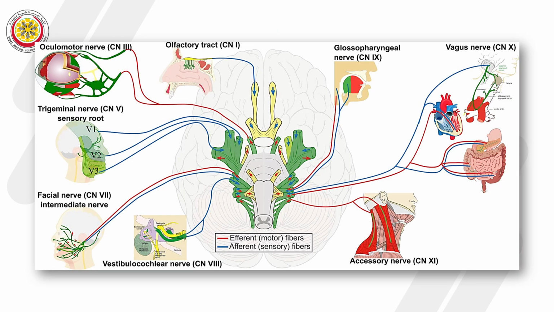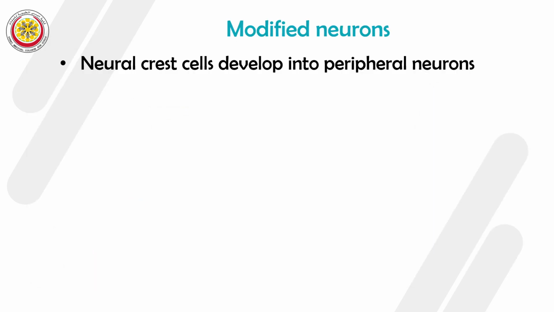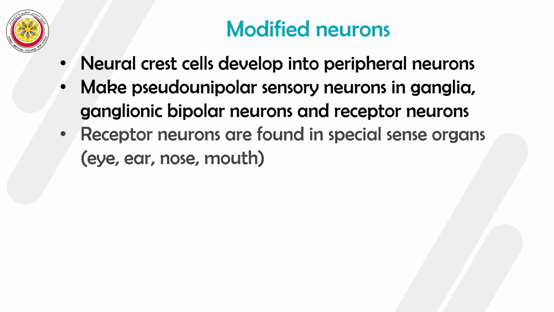Neural crest cells give rise to the peripheral nervous system here and there and everywhere. And then especially we have pseudounipolar sensory neurons, which we already mentioned, in the spinal nerve ganglia. Ganglionic bipolar neurons are receptor neurons. We have ganglionic bipolar neurons and we have receptor neurons.